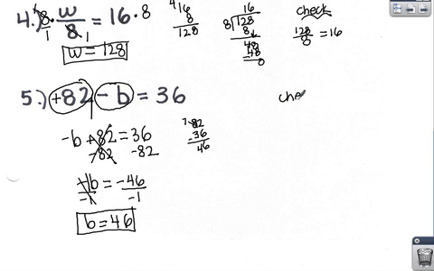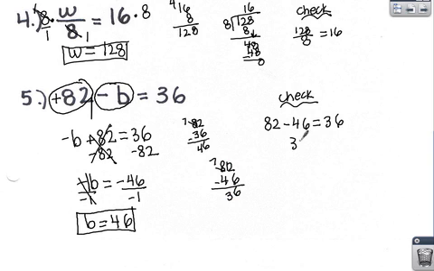Now to check our work, we plug in 46 to our original. 82 minus 46 equals 36. Let's make sure that this works. And it does. 36 equals 36. So b does equal 46.